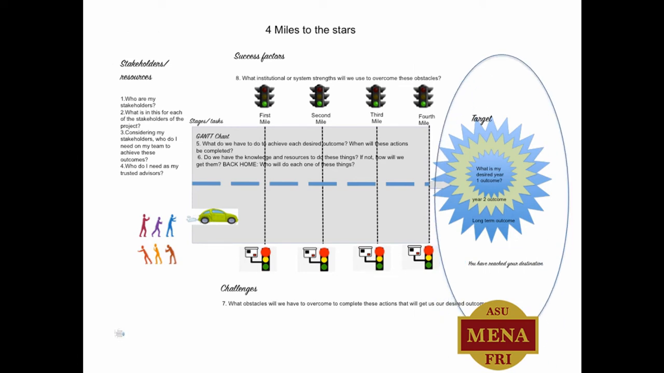The second part we need to talk about is the target. This part is where you will write your goals. Make sure you put the direct outcome of your project in the middle. The less intentional the outcome is, we map it outside. So your direct or short-term outcome will go in the middle.